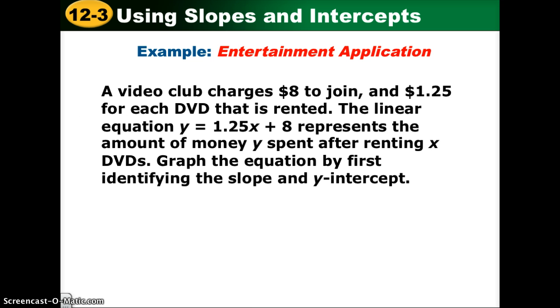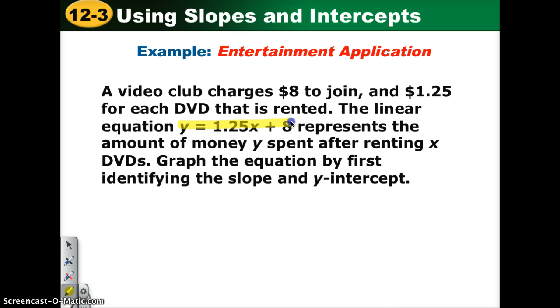The second part of this is looking at word problems and being able to figure out exactly what the slope represents and what the y-intercept represents. So in this example, a video club charges $8 to join and $1.25 for each DVD that is rented. The linear equation y equals 1.25x plus 8 represents the amount of money, y, spent after renting x DVDs. Graph the equation by first identifying the slope and the y-intercept.